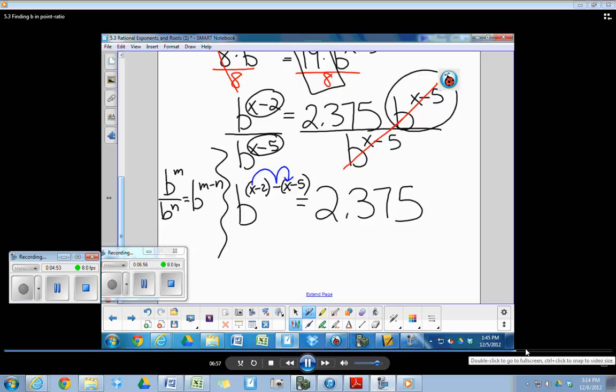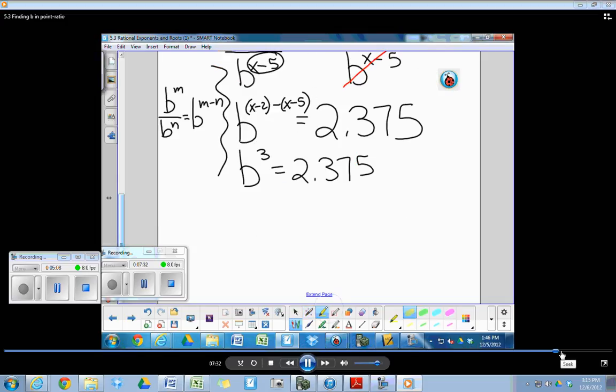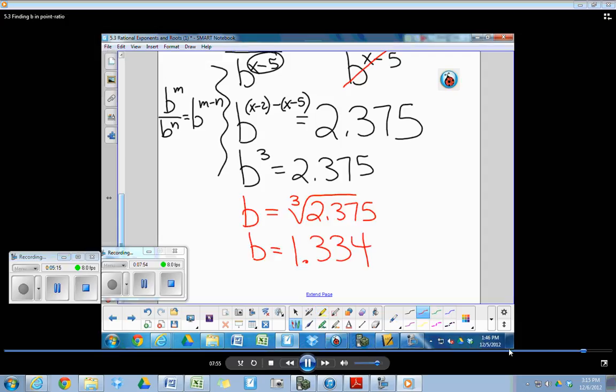Now when you subtract these, take a look at this. You have to do x minus x, and the x's cancel out. Then you do negative 2 minus negative 5, which is 3. So this left side becomes b to the third power, and the right side is 2.375. Finally, you take the cube root of both sides, and you get b equals 1.334. So that's going to be your growth factor for this exponential growth problem.